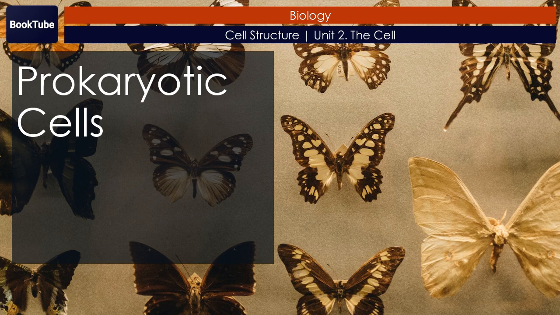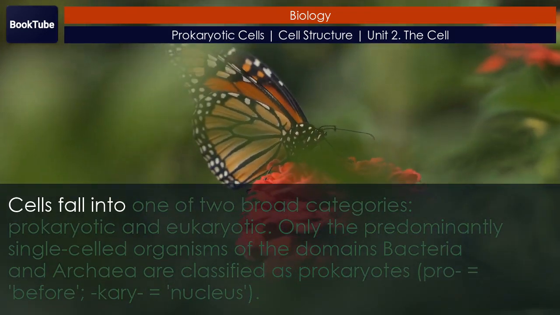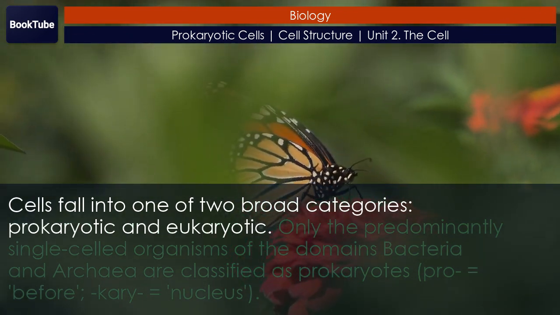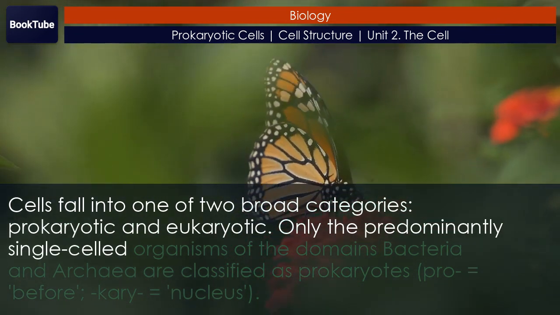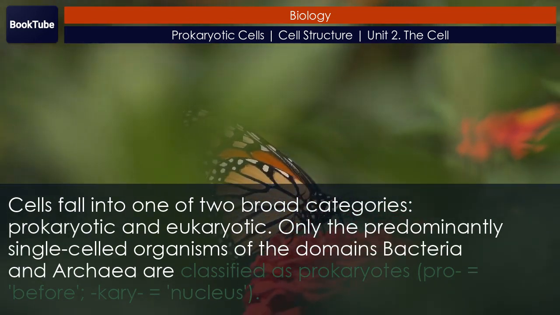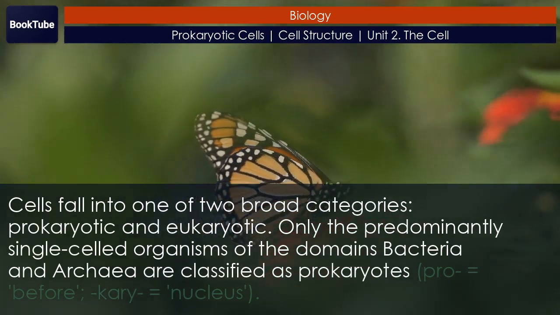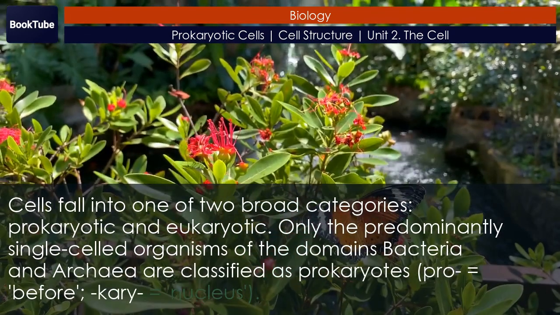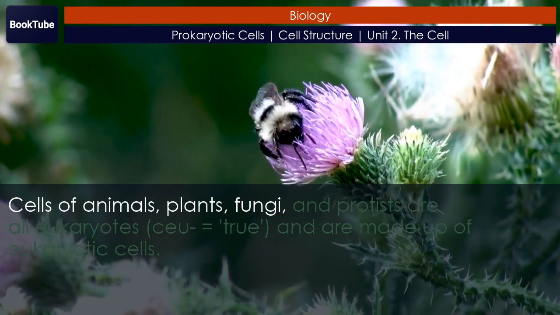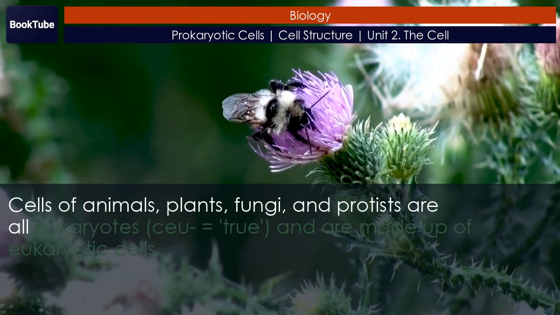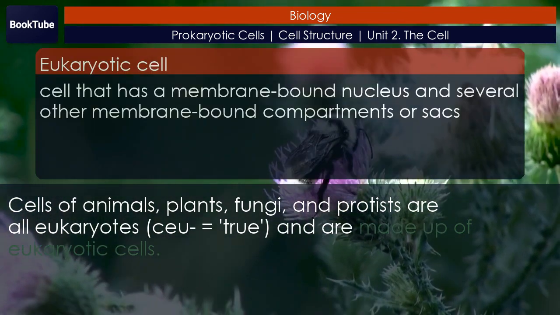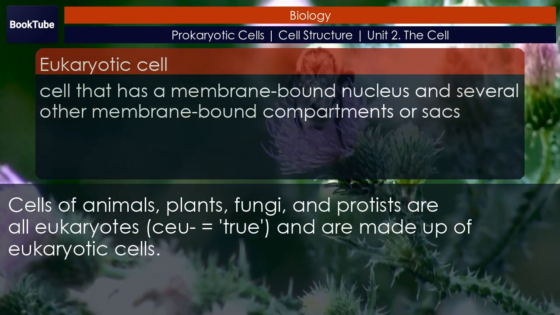Prokaryotic cells. Cells fall into one of two broad categories: prokaryotic and eukaryotic. Only the predominantly single-celled organisms of the domains Bacteria and Archaea are classified as prokaryotes. Pro equals before, kary equals nucleus. Cells of animals, plants, fungi, and protists are all eukaryotes. Eu equals true, and they are made up of eukaryotic cells.